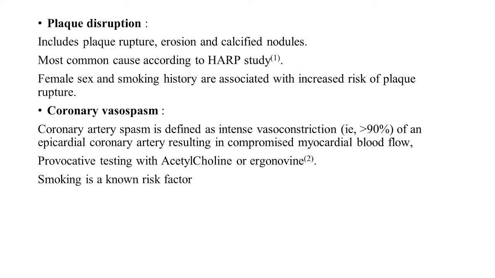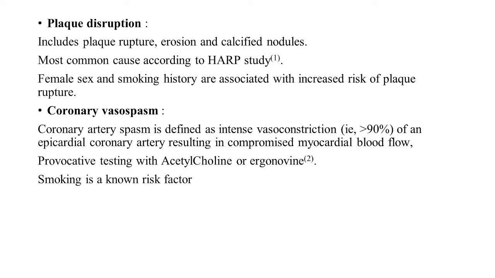So female sex and smoking history are associated with increased risk of plaque rupture. Then we go into coronary vasospasm. In coronary vasospasm, what they say is that it is causing a vasoconstriction of more than 90%, so it is known as a macrovascular vasospasm. This is causing compromised myocardial blood flow, which is leading to ischemia, which is leading to infarction. And we have multiple tests for this as well.